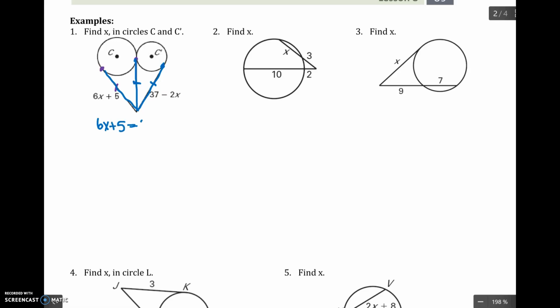So 6x plus 5 would have to equal 37 minus 2x, and then I could solve. Add 2x to both sides, subtract 5, and then divide by 8. All right, number 2. Now what we have here are two secants.